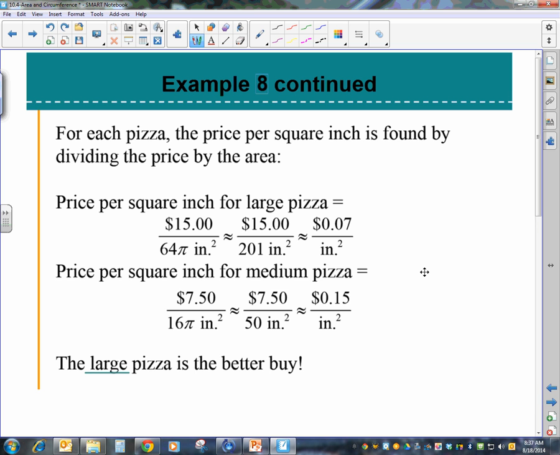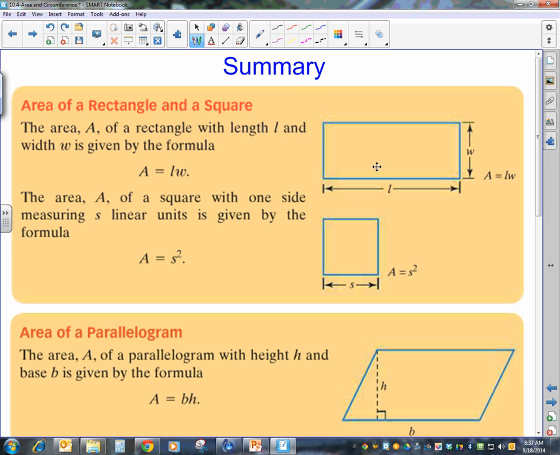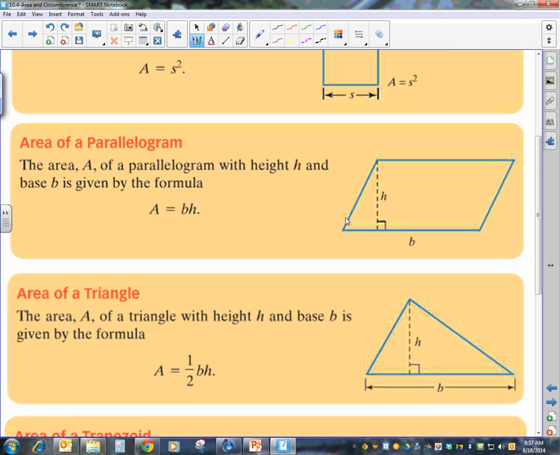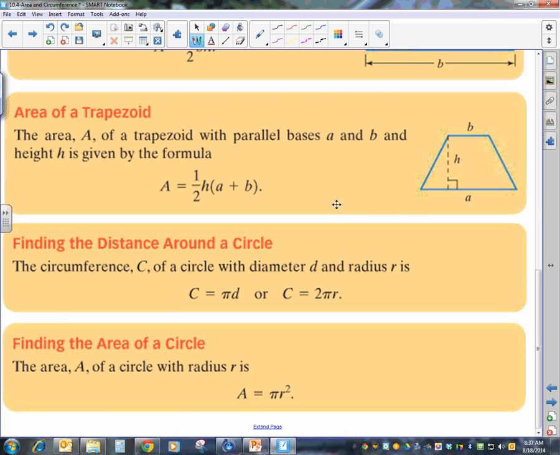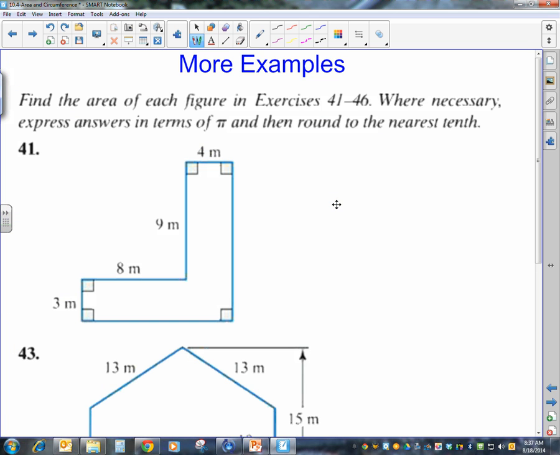Okay, next, because they were on lots of different pages, I just gave you all the formulas on one page. If you want to print them out, keep them handy while you work the problems. And I want to do some examples of what you'll see in your homework. Okay, find the area of each figure. When necessary, express your answers in terms of pi and then round to the nearest tenth. Okay, that's one decimal point.